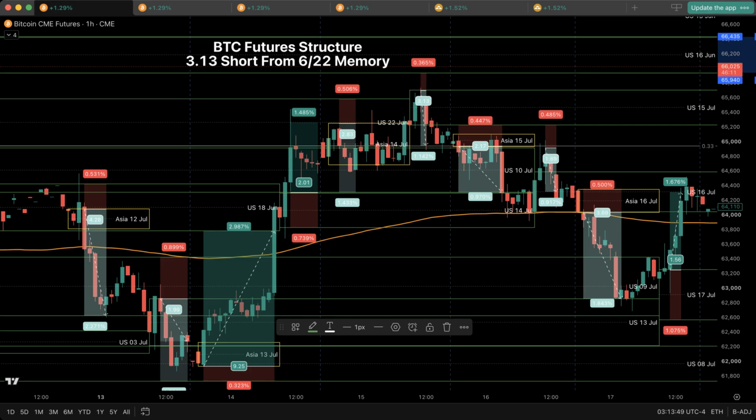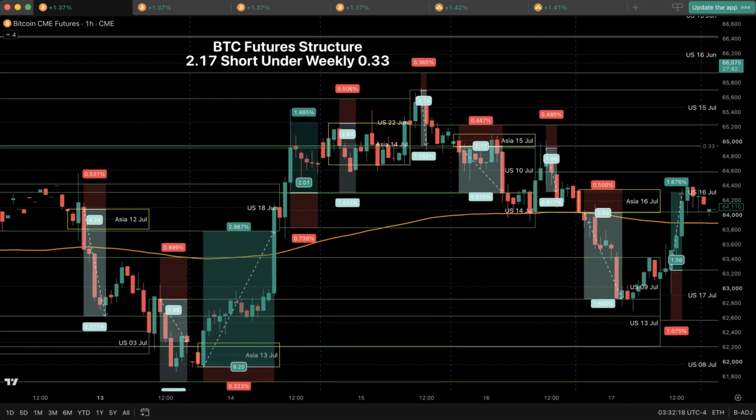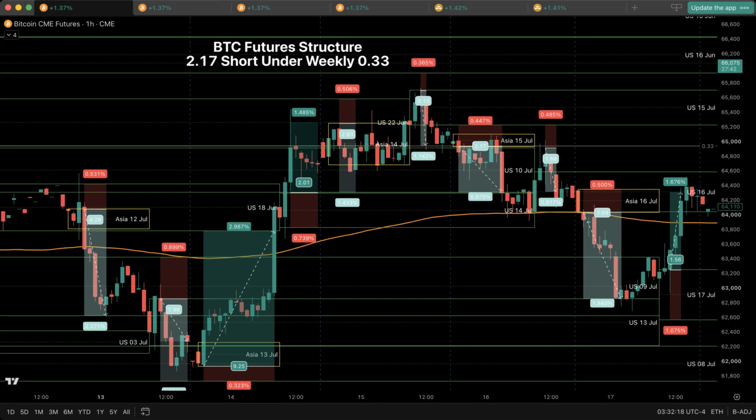Entry, July 15th U.S. upper boundary. Stop, June 16th U.S. lower boundary. Target, July 15th U.S. lower boundary. Trail, June 22nd U.S. lower boundary. Risk-reward ratio, 3.13. Price reaches. It reacts. It fails higher. Then the short earns execution. Price falls from stacked memory. But it still has to break the lower box.